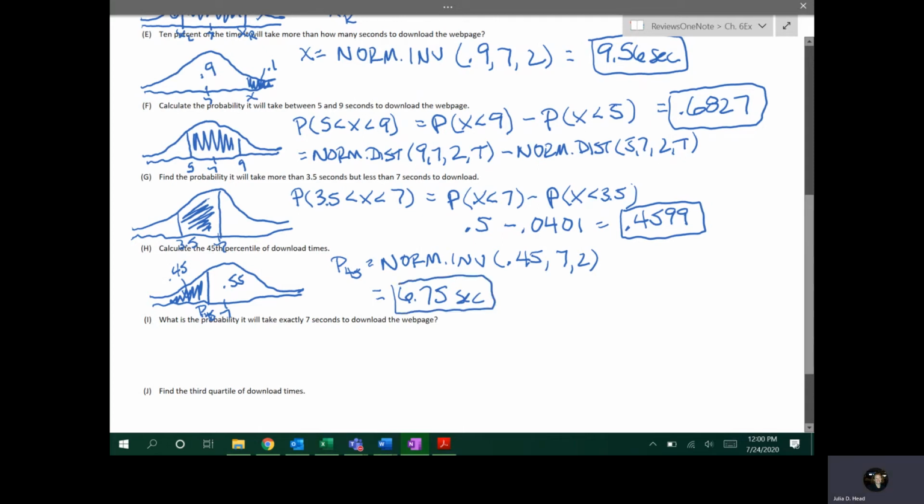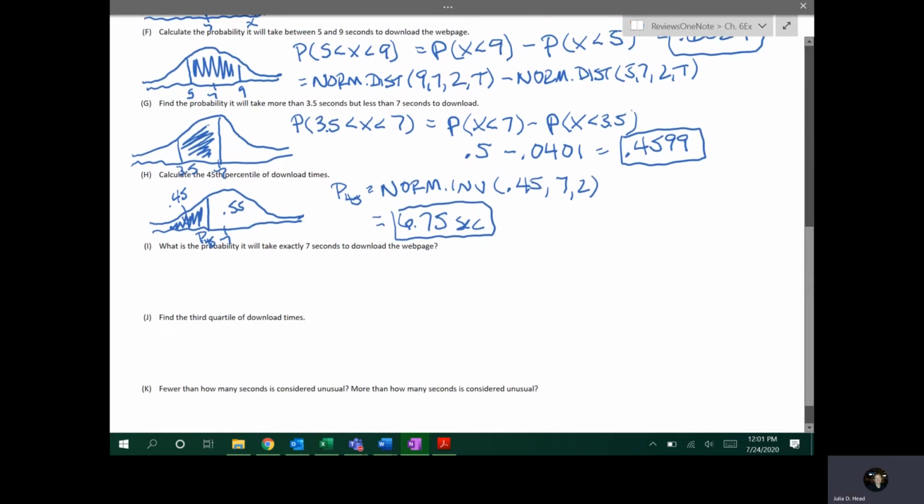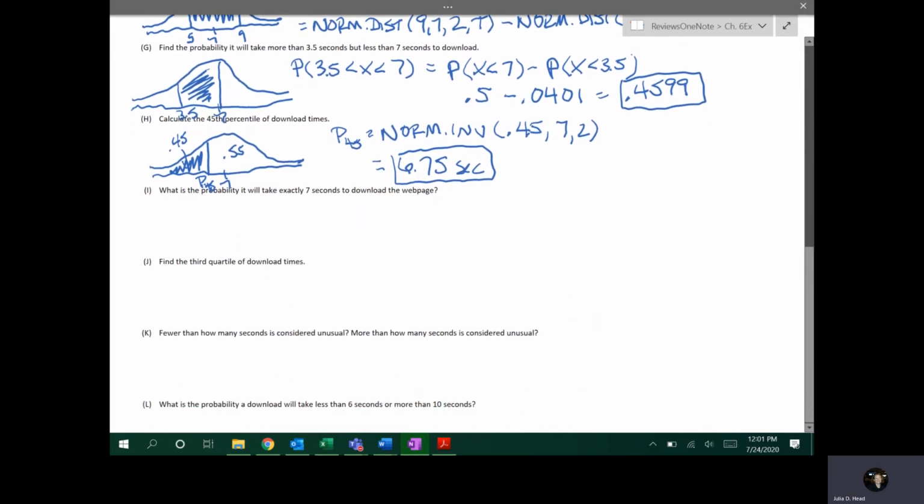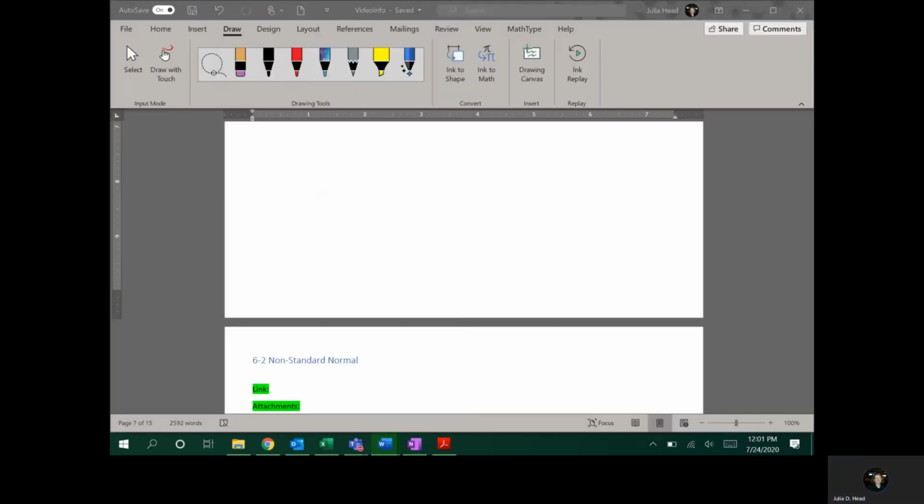So in other words, 45% of the downloads can be completed in less than 6.75 seconds. The next question will either be the easiest or the hardest for you.